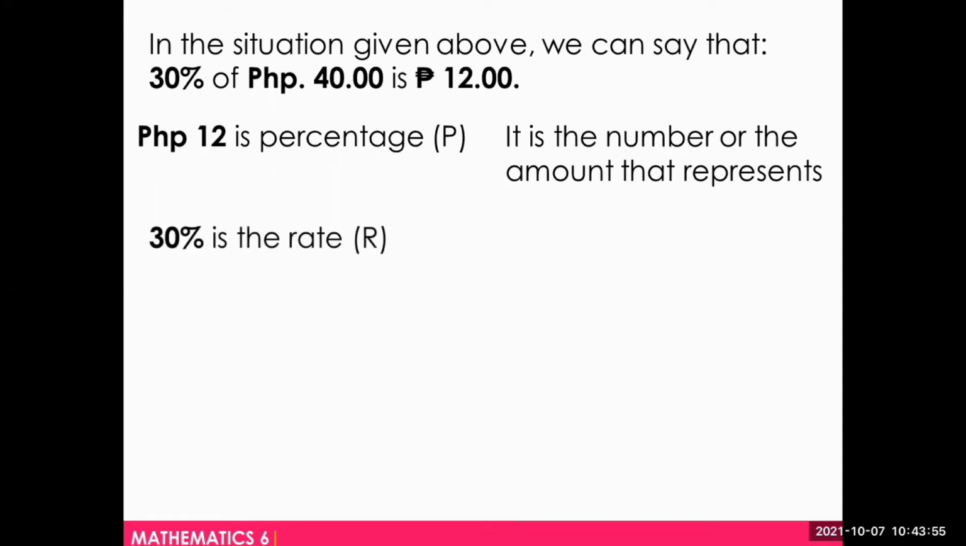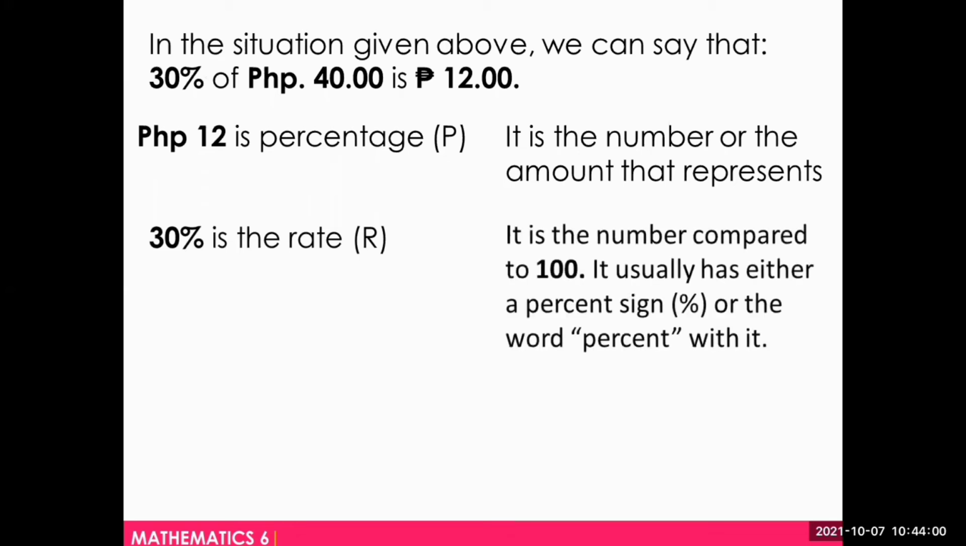30% is the rate. Gamitin natin ang symbol na R. It is the number compared to 100. It usually has either a percent sign or word percent with it. Sa rate naman, tandaan lang natin, meron siyang percent sign and it is always compared to 100. Pwede natin siyang isulat na decimal number. Example, 30% is equal to 30 over 100.